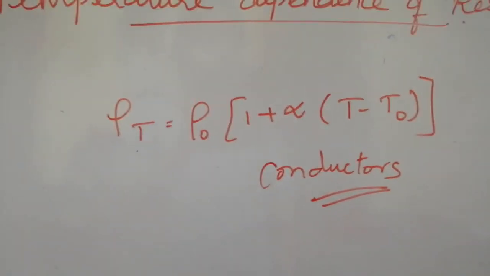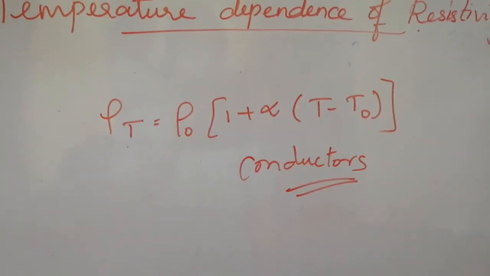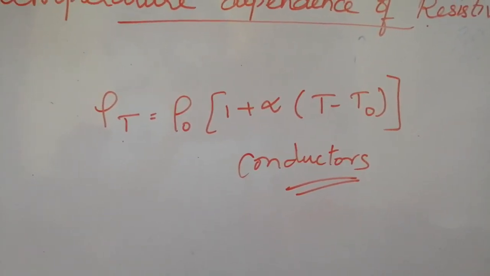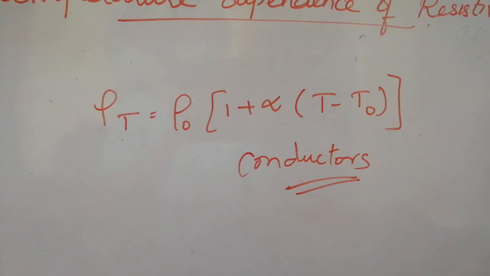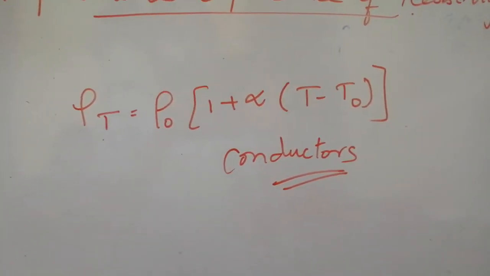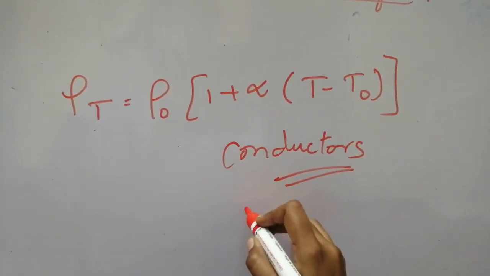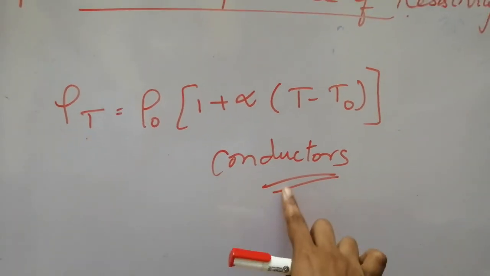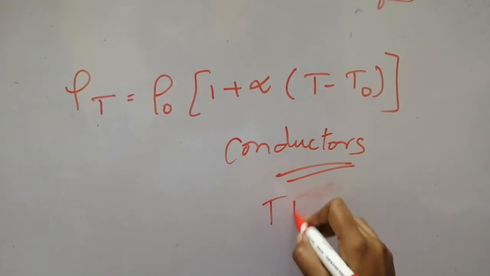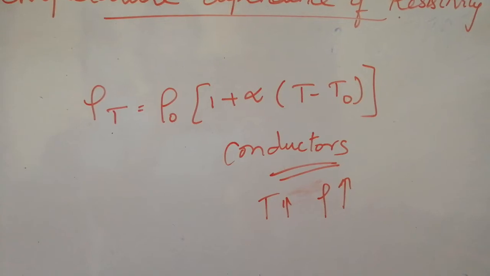As we know, in the conductors, all the free electrons are already available, and when the temperature increases, the collision between the free electrons increases, the kinetic energy of the electrons increases. As the collision increases, obviously the resistivity will increase. So the temperature dependence of the resistivity here for the conductors is directly proportional. That is, if the temperature increases, the resistivity also increases for the case of conductors.